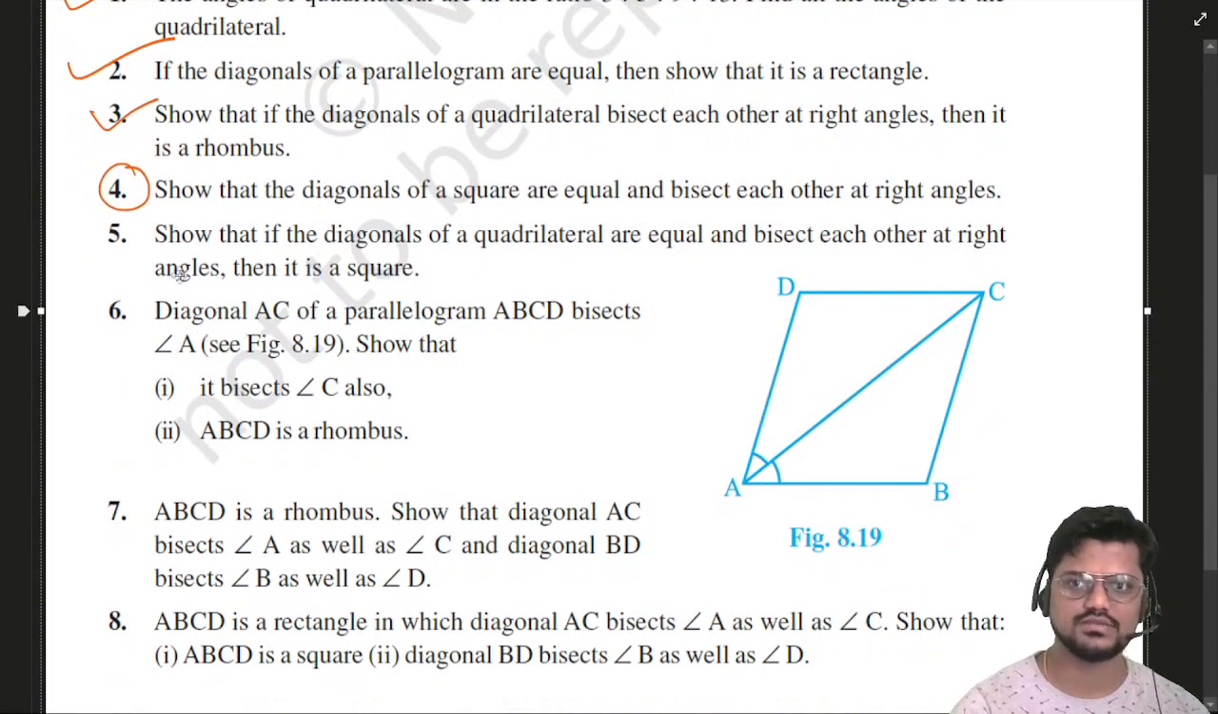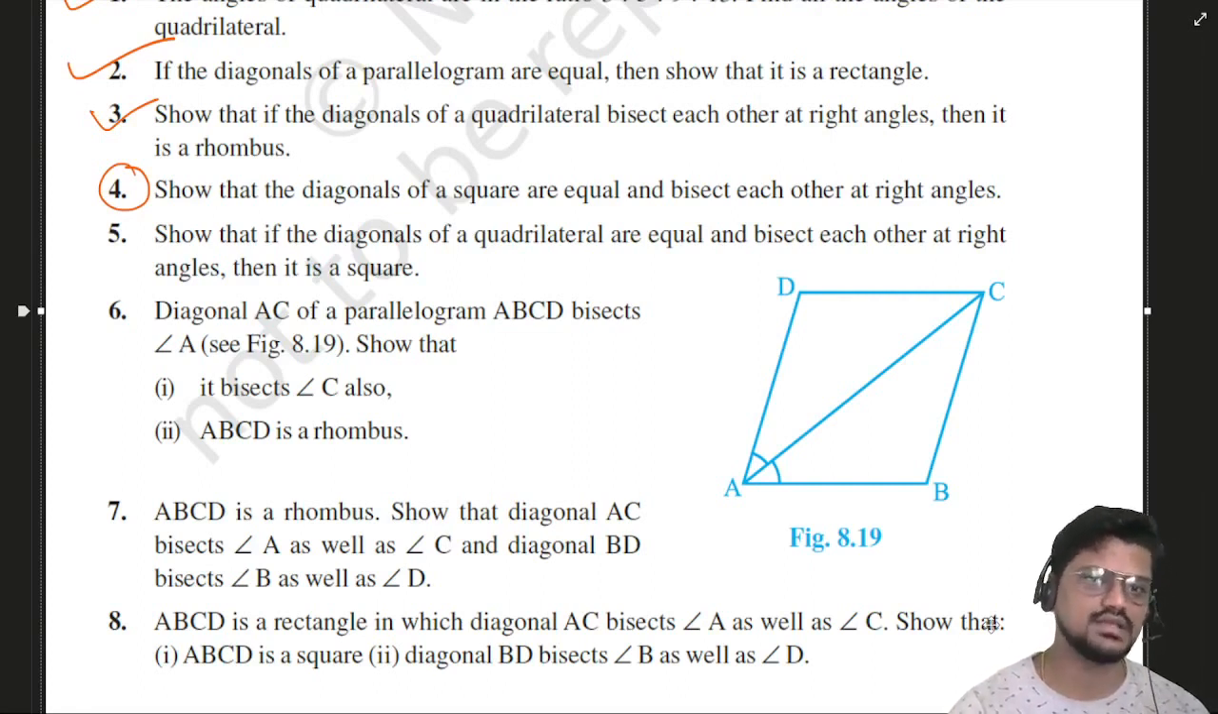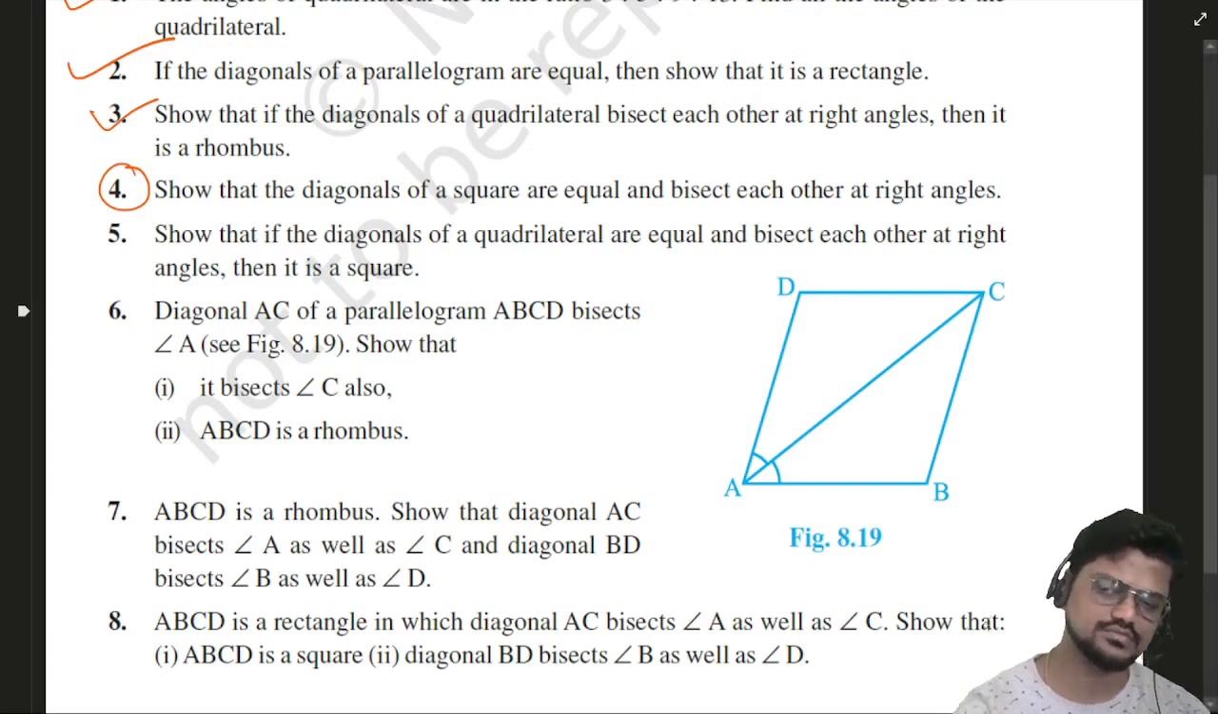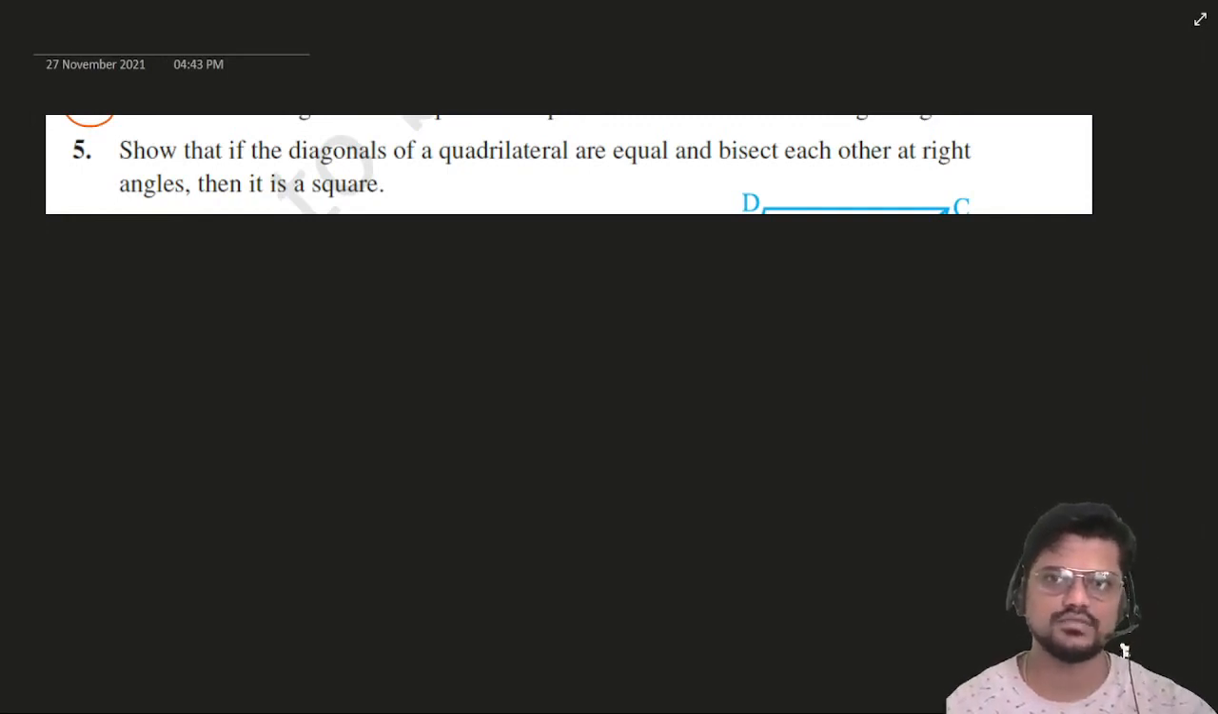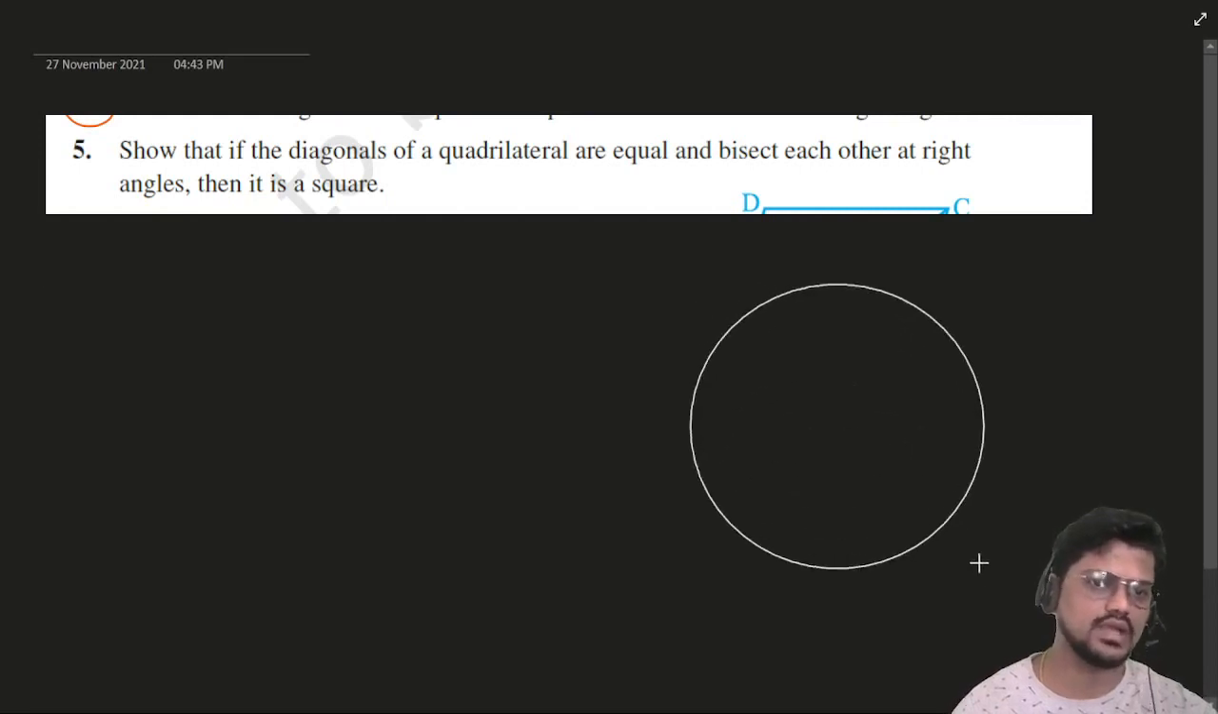The next: show that if the diagonals of a quadrilateral are equal and bisect each other at right angles, then it is a square. Now again, it is the converse of what we have already done. I'll try to explain it verbally. We have to prove that it is a square, so whenever you are drawing the diagram, take it as a square only.